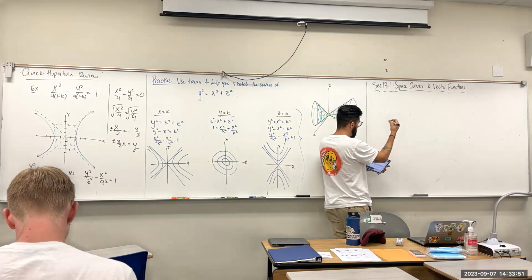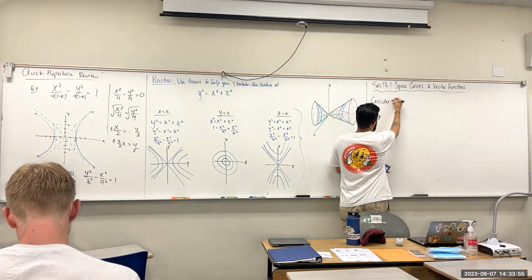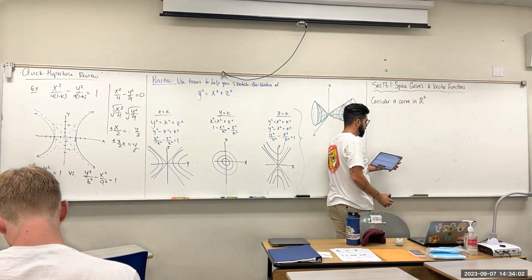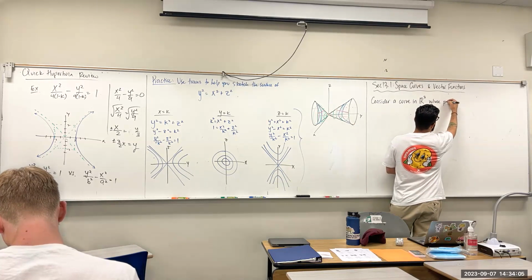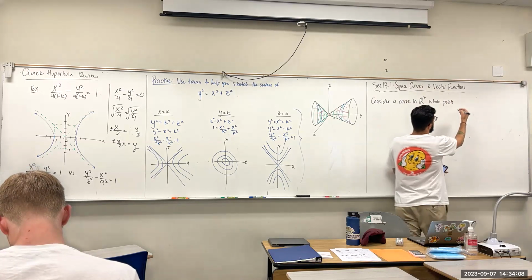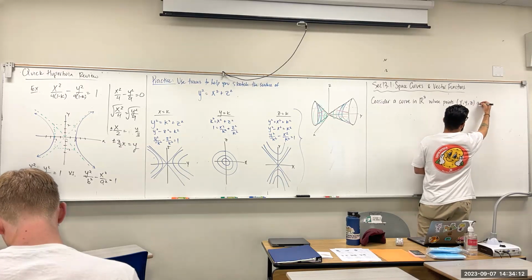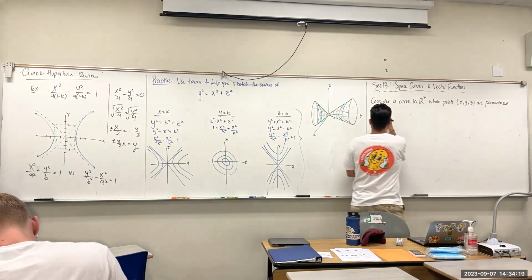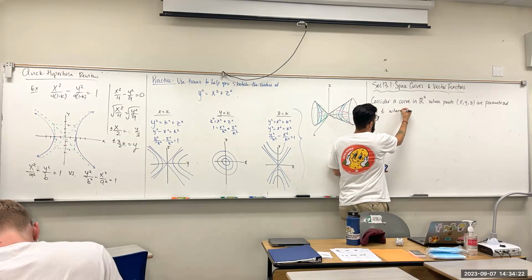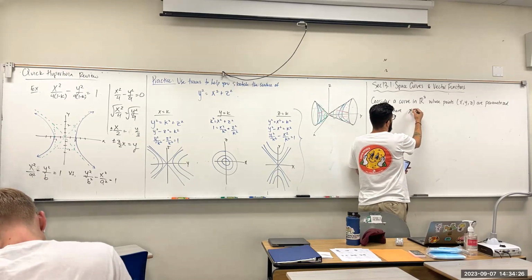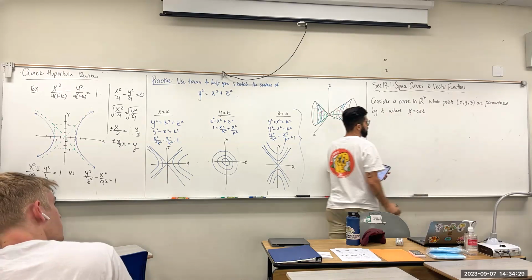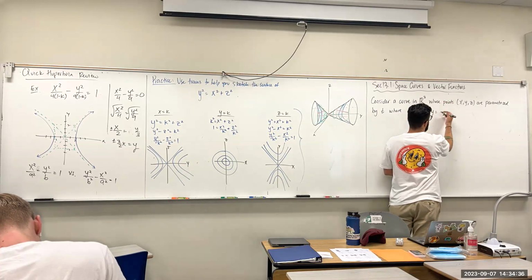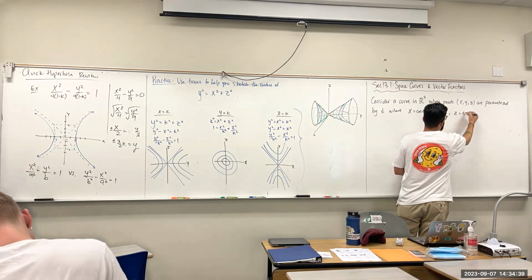So let's start by talking about what a space curve is. Consider a curve in 3-dimensional space, R3, whose points x, y, z are parameterized by t, where, let's say, x is parameterized by cosine t, y is parameterized by sine t, and z will just be t.